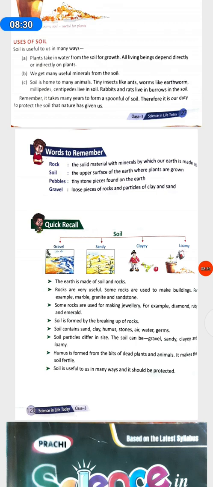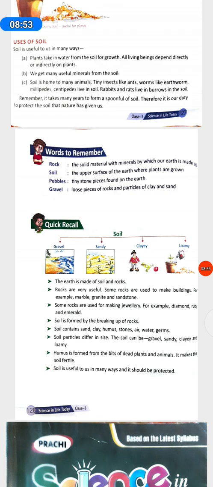The earth is made of soil and rocks. Rocks are very useful. Some rocks are used to make buildings. For example, marble, granite and sandstone. Some rocks are used for making jewelry. For example, diamond, ruby and emerald.